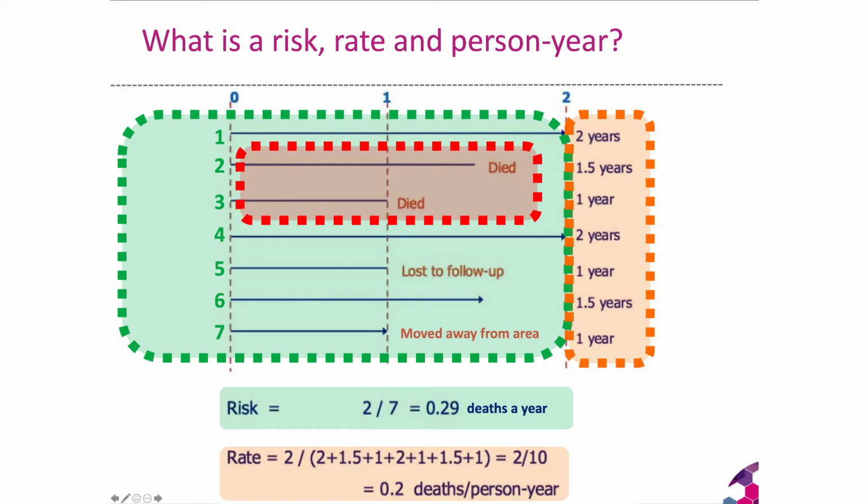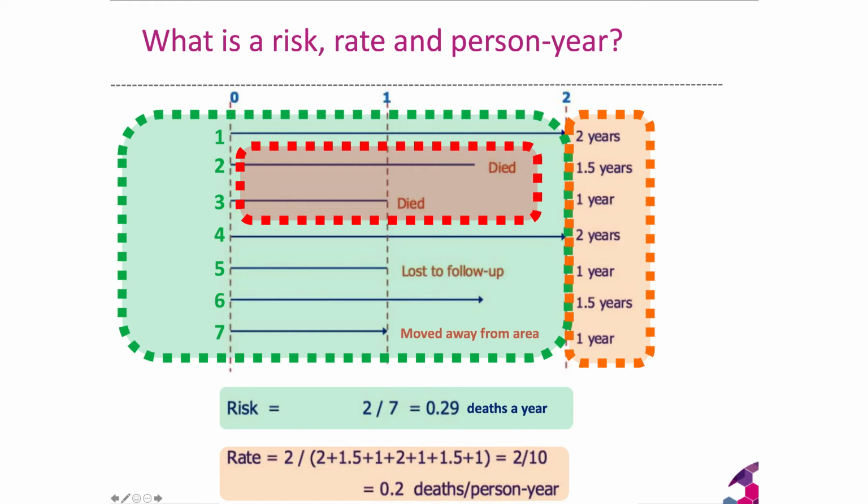The first person was exposed for 2 years, the second person was exposed for 1.5 years, and the third person was exposed for 1 year, the fourth person was exposed for 2 years, the fifth person was exposed for 1 year, the sixth person was exposed for 1.5 years, and the seventh person was exposed for 1 year. Adding that all together makes 10 years, so it's as if we had one person who was exposed to the risk for 10 years. And so the rate calculation is 2 divided by 10, which is 0.2. So the rate is 0.2 deaths per person year.